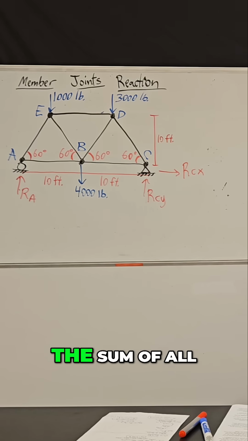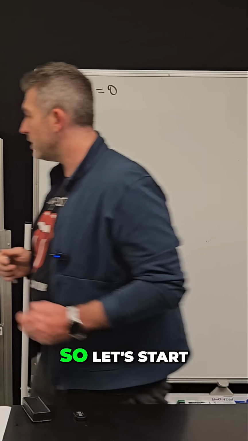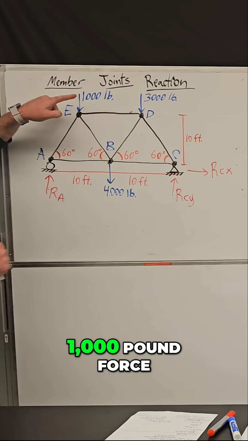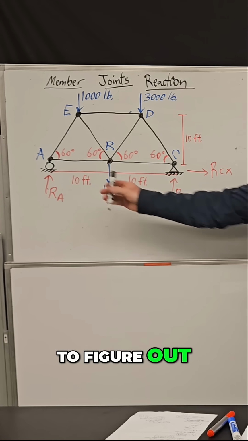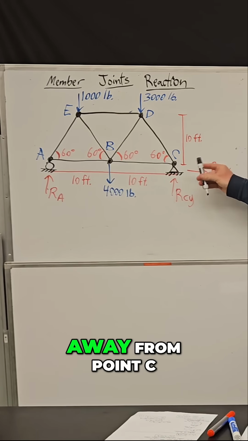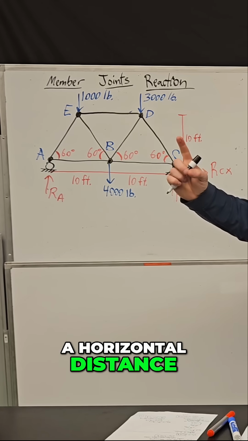So I'm going to say the sum of all moments around point C equals 0. So let's start by looking at this 1,000 pound force. Now remember, this is a downward force, so we have to figure out what's the horizontal distance away from point C, because every vertical force should have a horizontal distance, right?